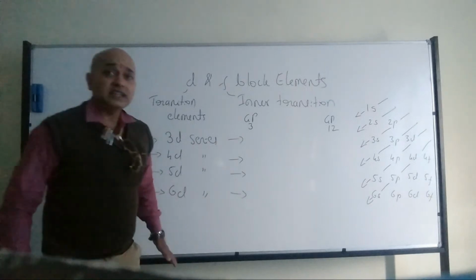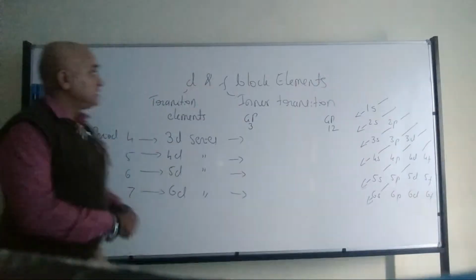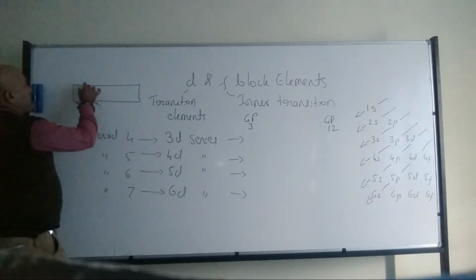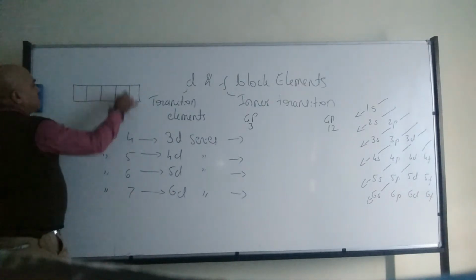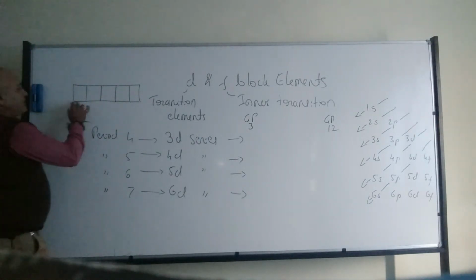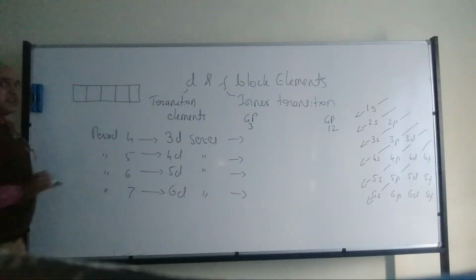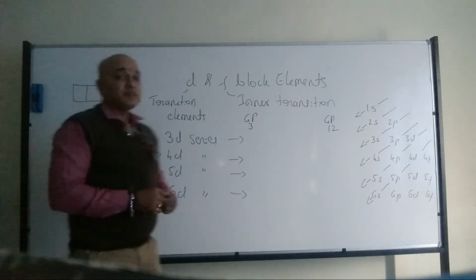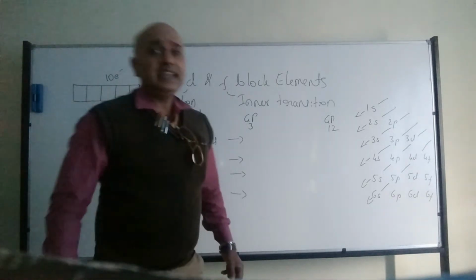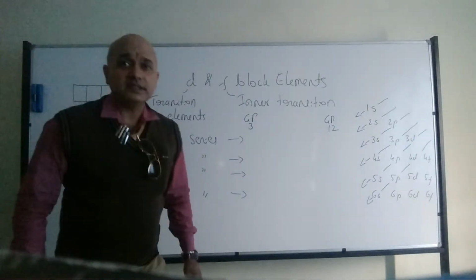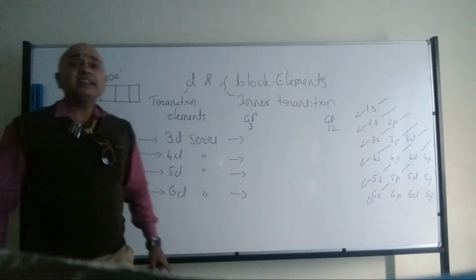Because how many electrons can a D subshell accommodate? D subshell can accommodate 10 electrons. If you remember, we used to draw this particular box to show the filling of electrons, right? So there is availability of 5 orbitals in the D subshell, each orbital 2 electrons. So maximum 10 electrons it can accommodate. So therefore in the D block, each series should have 10 elements. It should have 10 elements.